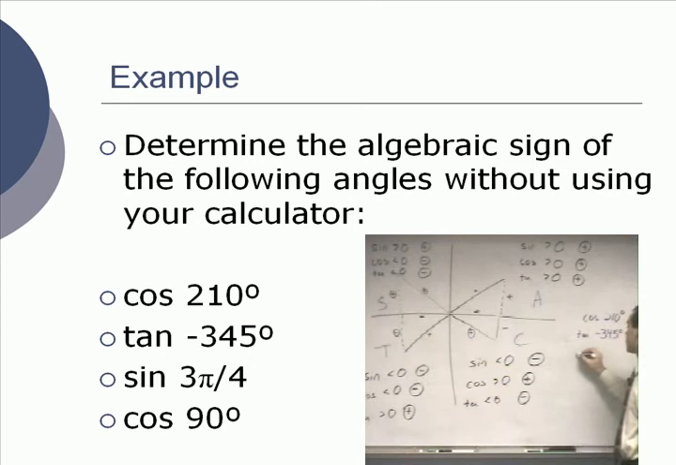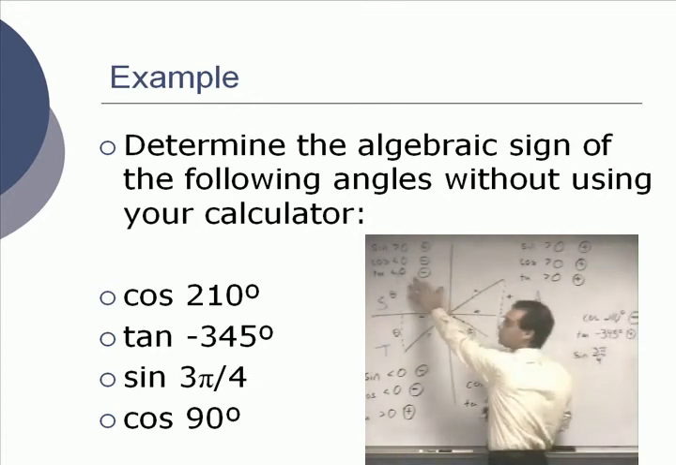Next one, sine of 3 pi over 4. Now, 3 pi over 4 puts you in which quadrant? Is that more or less than 1 full pi? It's a little bit less than pi, which leaves you in quadrant 2. Sine of 3 pi over 4 is somewhere up here. Up here, the sine value is positive.